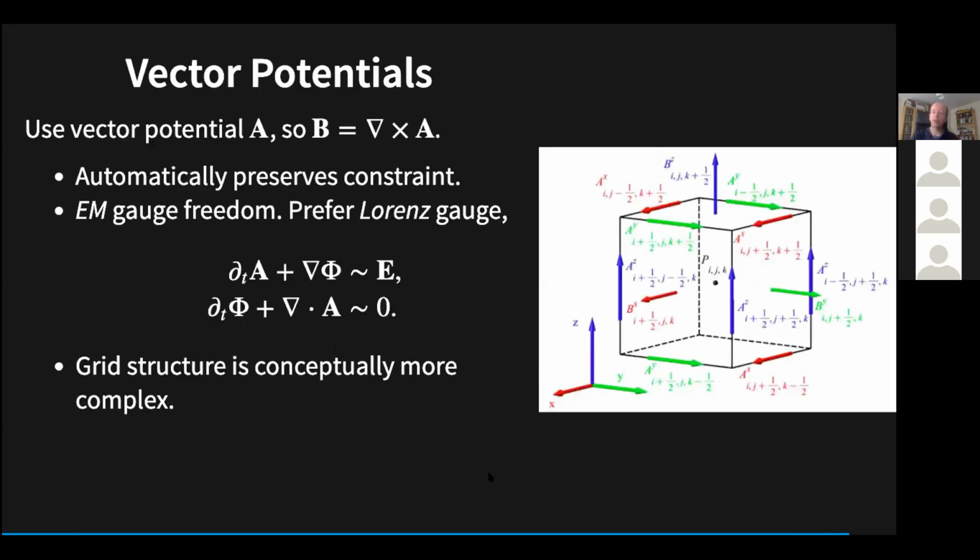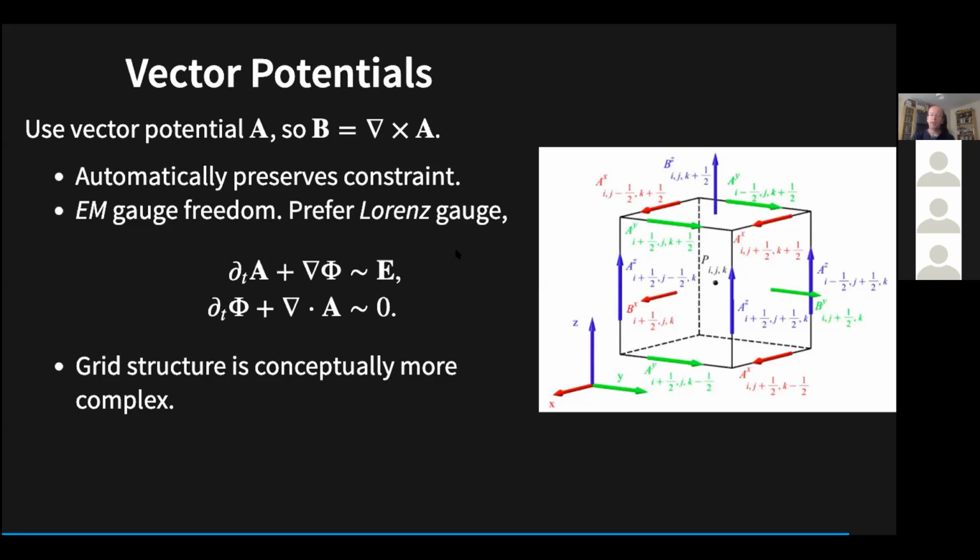And the standard way that this is done at the moment is to use the vector potential. So we remember that the EM fields are described by the Faraday tensor, and the Faraday tensor can be written as the antisymmetric covariant derivative of the vector potential A. So we're expressing, for example, the magnetic field as the curl of A.